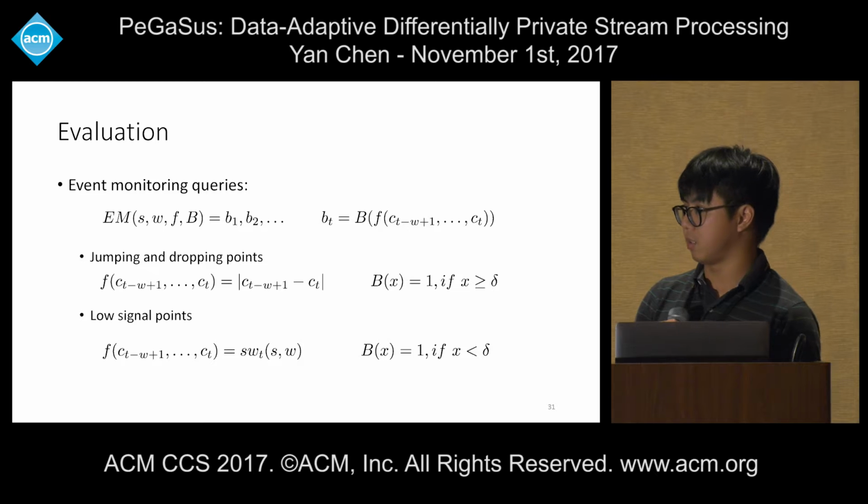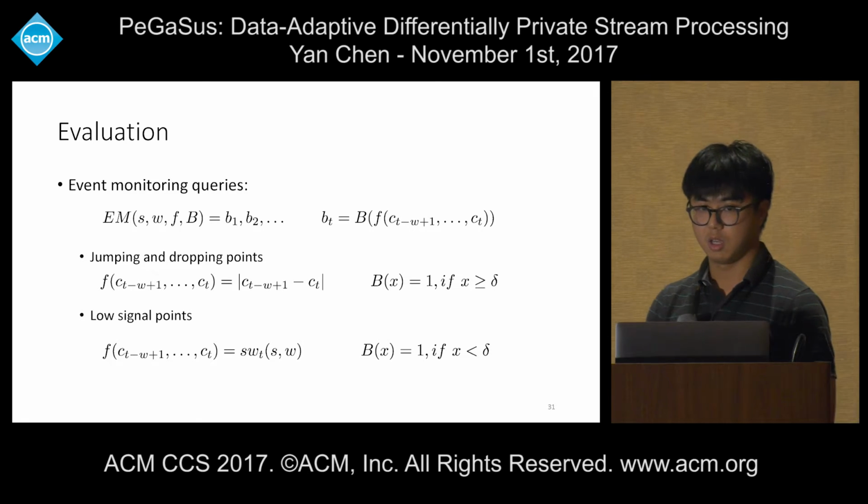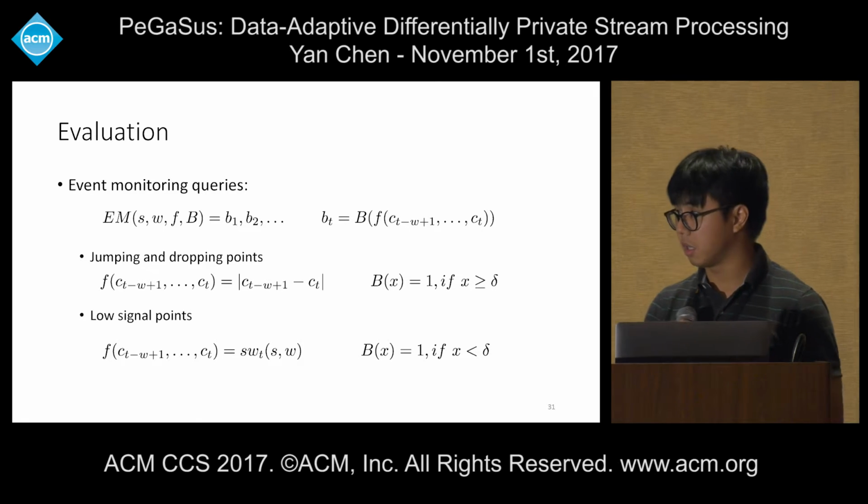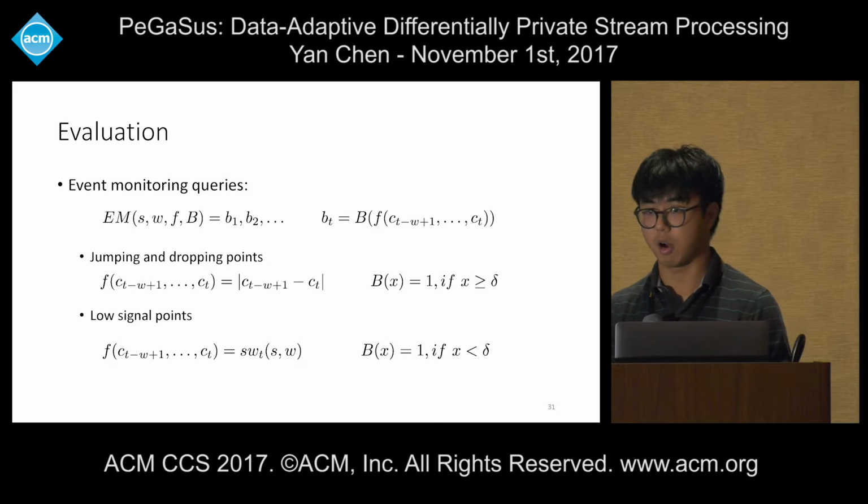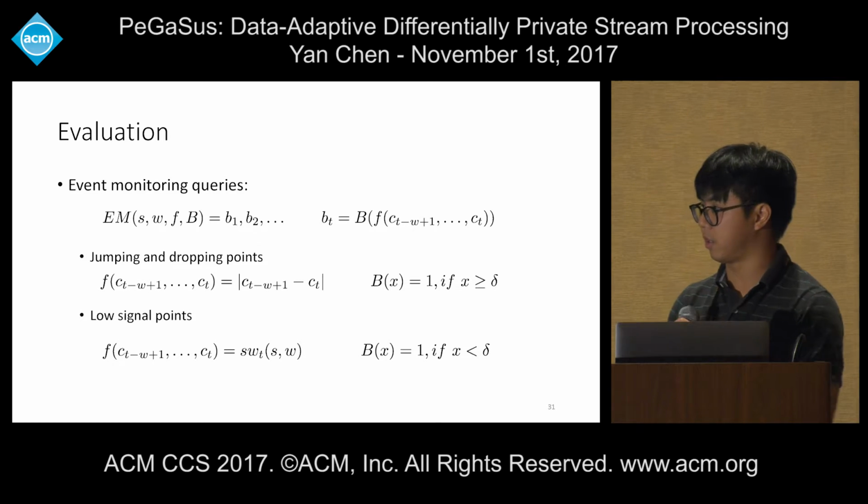Another interesting event is to detect a no-signal point. A no-signal point happens at time t if the W-window sum query answer at time t is smaller than the threshold delta.